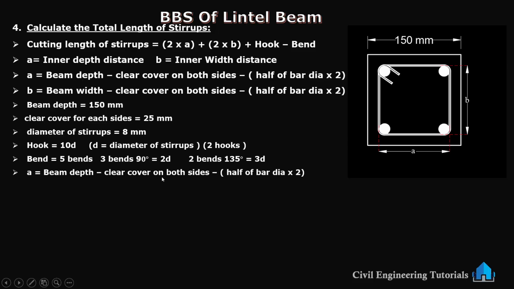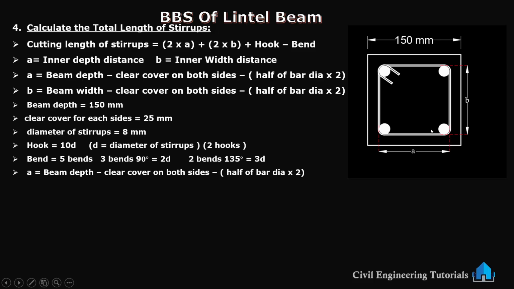Now A is beam depth minus clear cover on both sides minus half of bar dia into 2. This is this distance A, total depth minus clear cover on both sides and half of stirrup dia.